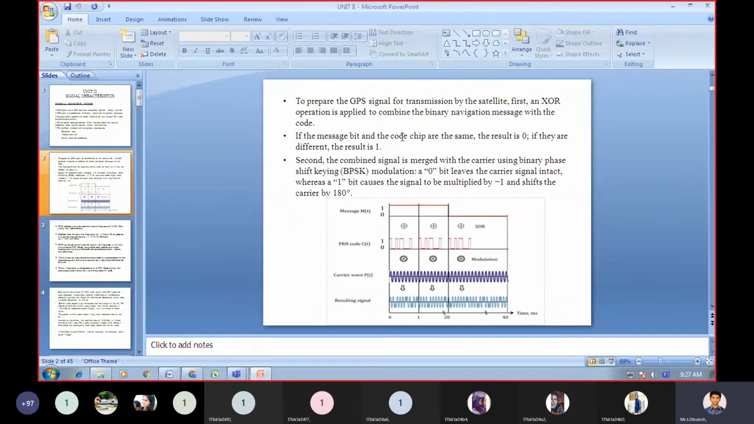The first is you need to use the XOR operation. If both are 0 0 or 1 1, you will get 0. If both differ, you will get 1. That's it. The second one is phase shift keying modulation. The 0 bit leaves the carrier signal, whereas the 1 bit causes the signal to be multiplied by -1, because it shifts the carrier by 180 degrees. That's it. You need to see the graphical representation carefully.